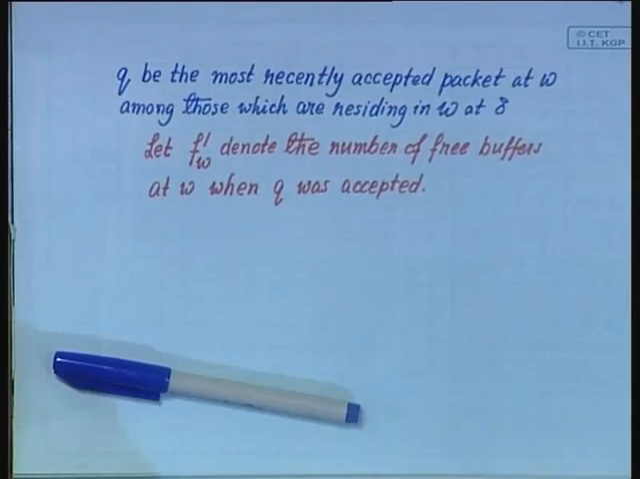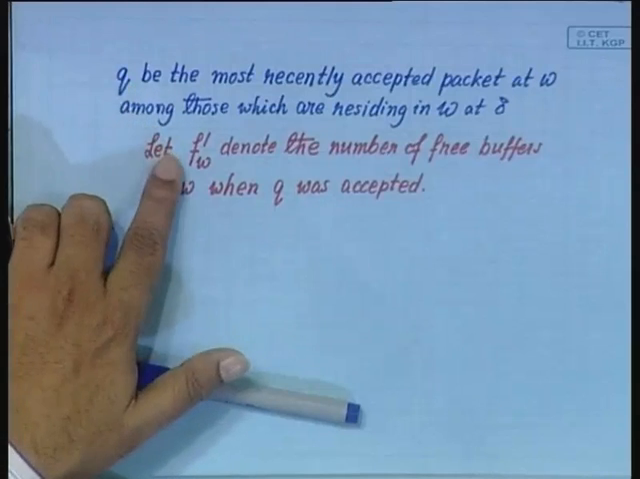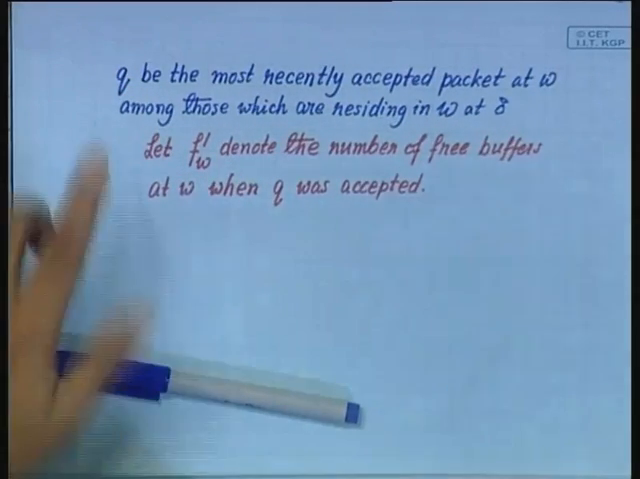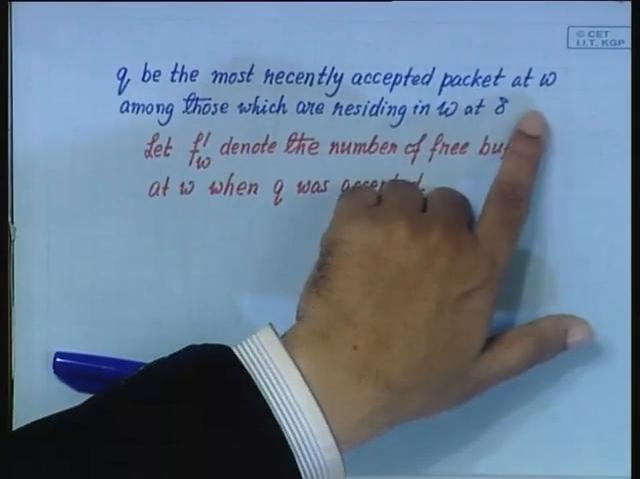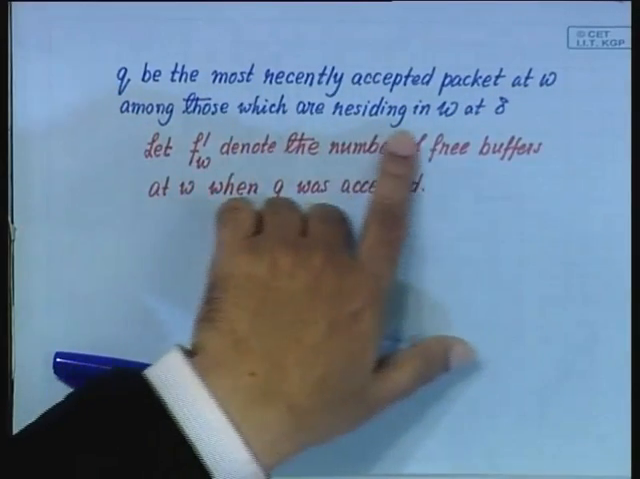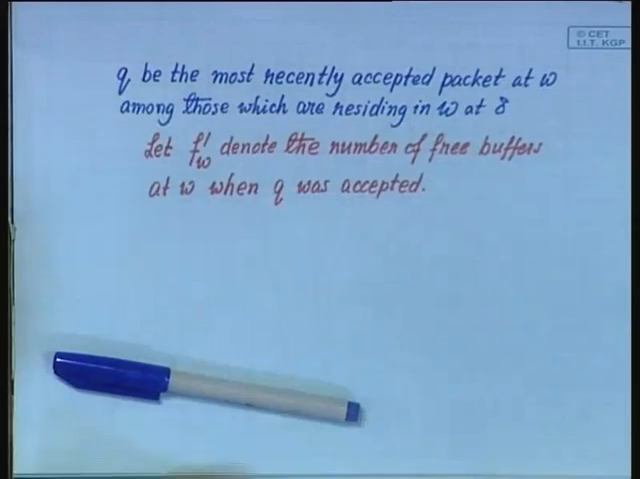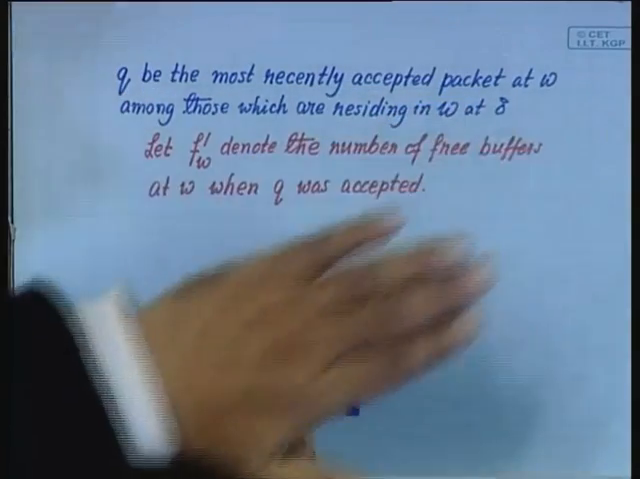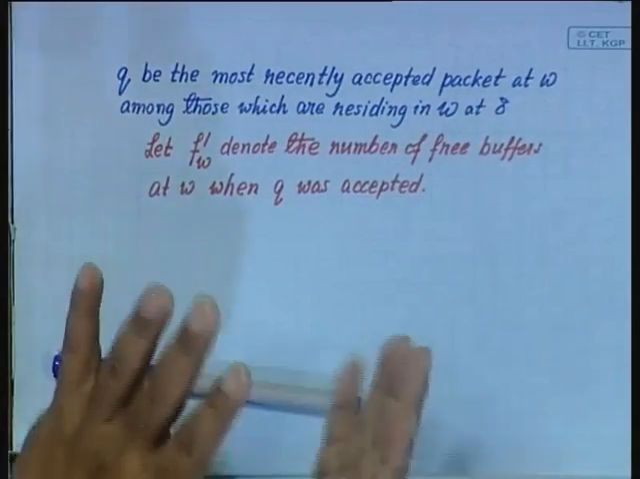See, if there were packets which were accepted by W after Q, they have also left W. See, what is Q? It is the most recently accepted packet at W among those which are residing in W at this delta. So it doesn't mean that Q is the most recently accepted packet. It is the most recently accepted packet among those which are stuck in delta. So if any packet was received after Q, it has also left W, right.